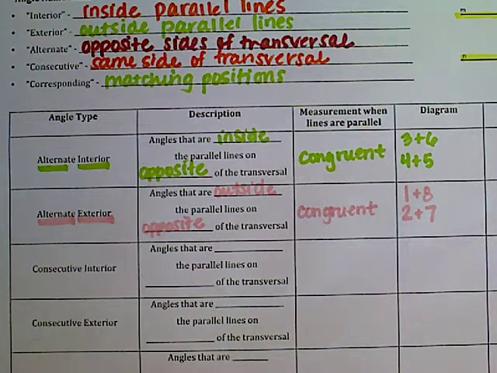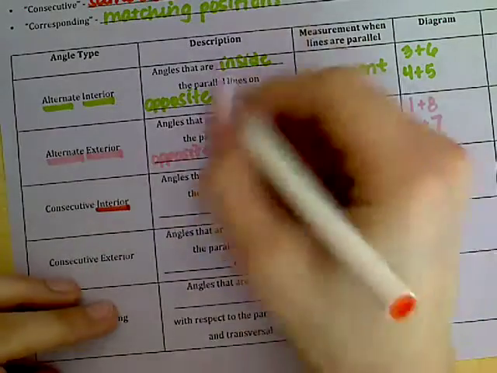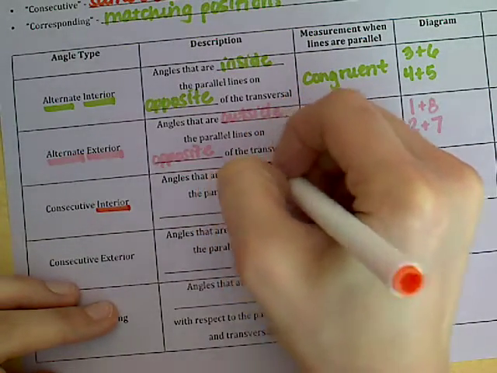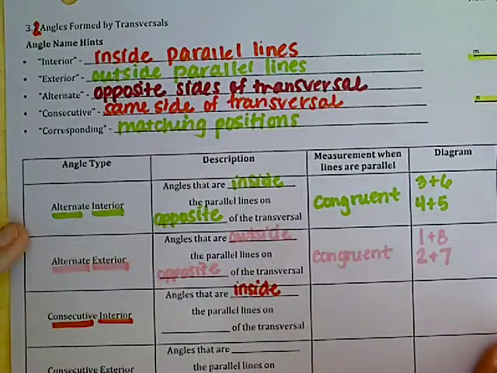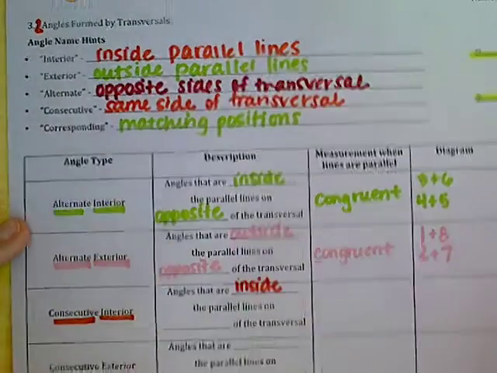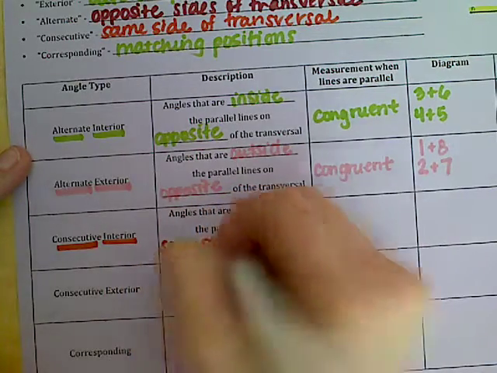All right, next one is consecutive interior. Now we're getting some different words here. So interior, again, is inside, so we're still thinking inside the parallel lines. But now it says consecutive. We said above, consecutive means same side of the transversal. So we want on the same side of the transversal.